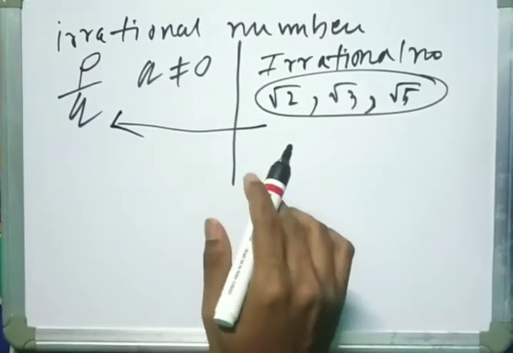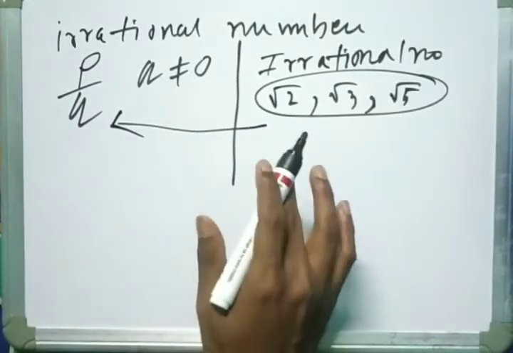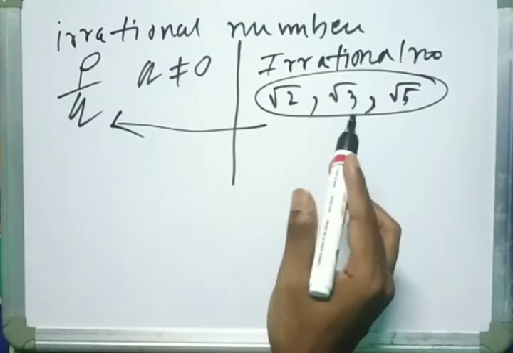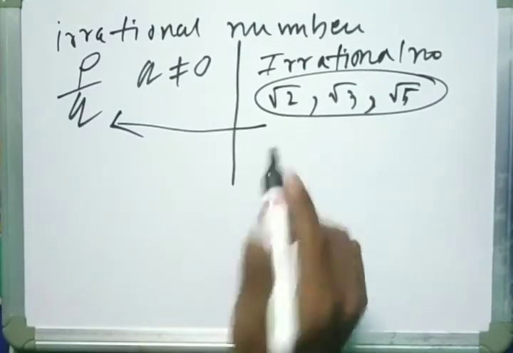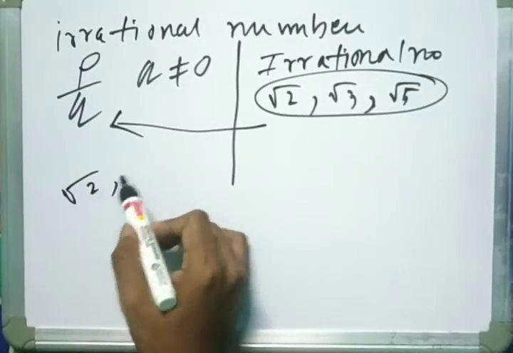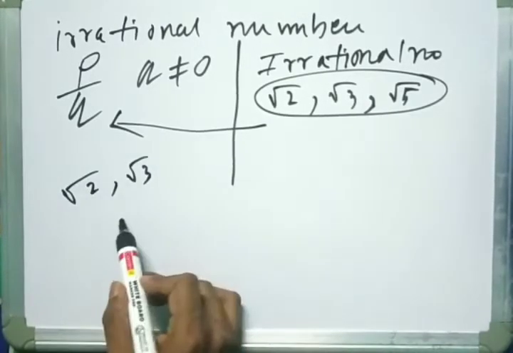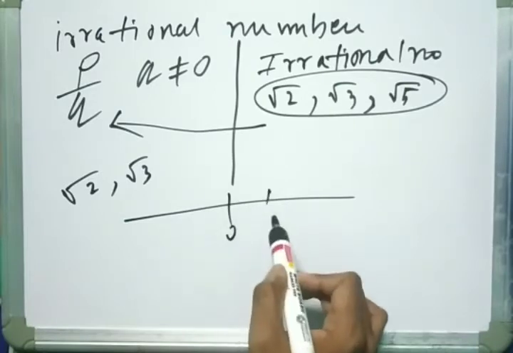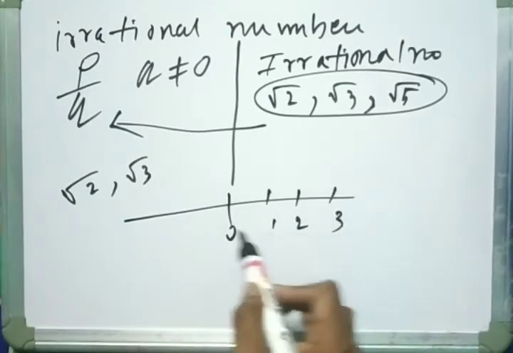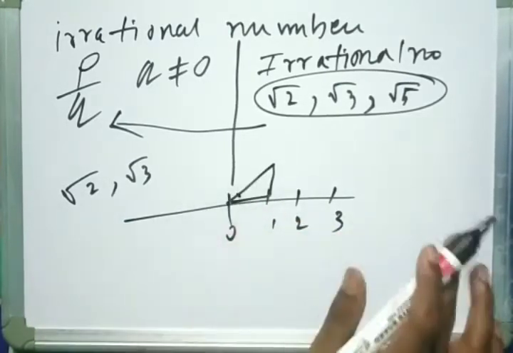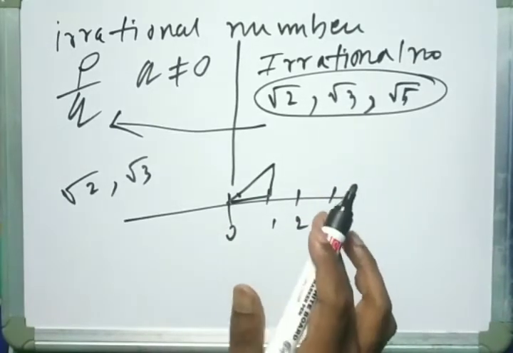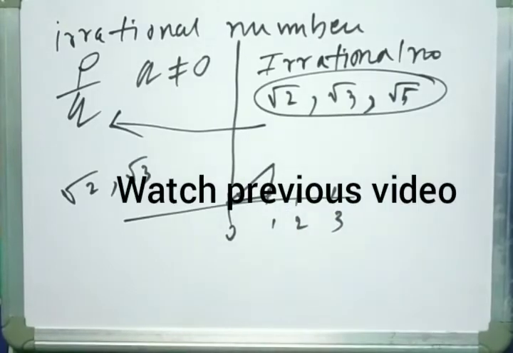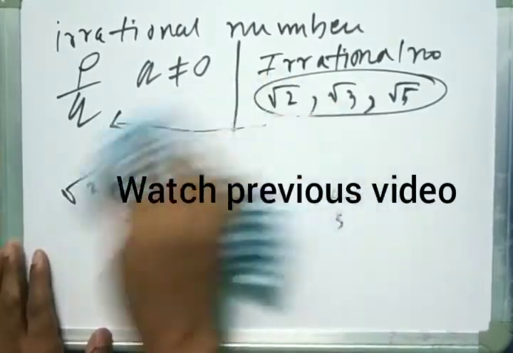Okay, so this is the basic definition of irrational numbers, and in the previous lecture I discussed how to locate root 2, root 3 on the number line. So I have discussed this method in the previous lesson. Now, so this was the irrational number.